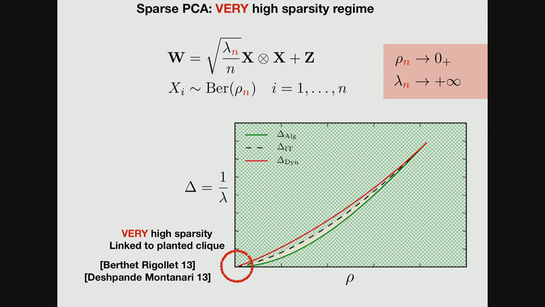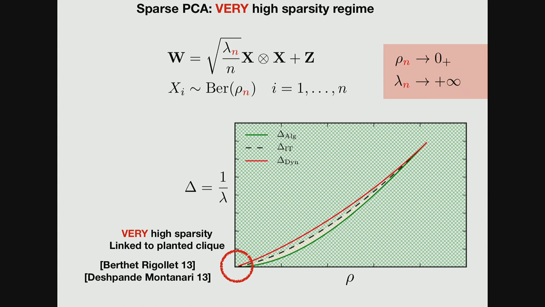So how to zoom on this corner? You do the analysis, again, letting all quantities depend on n. So now there are sequences where the sparsity will go to zero. And in order for things to be well-defined, the signal-to-noise ratio will have to go to infinity. So you are zooming here.